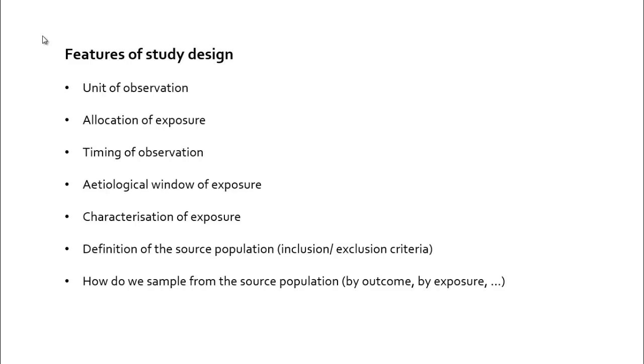We could just take some form of random sample at a particular point in time or snapshot in time without knowledge of whether the outcome has occurred or not, and that's a cross-sectional study. Lastly, do we need to collect information on other covariables to control for confounding? So these are all aspects to consider in designing and interpreting a study.